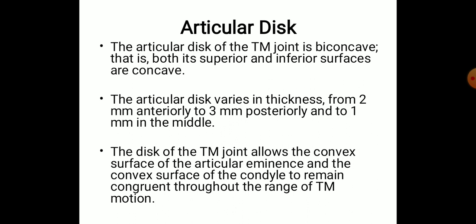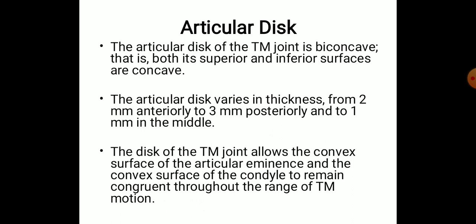Next is the articular disc. As we said earlier, there is an interposed disc between the two surfaces of the temporomandibular joint. The articular disc is a biconcave structure, which means both the superior and inferior surfaces are concave. It varies in thickness from 2 mm anteriorly to 3 mm posteriorly and 1 mm in the middle. The disc allows the convex surface of the articular eminence and the convex surface of the condyle to remain congruent throughout the range of temporomandibular motion.